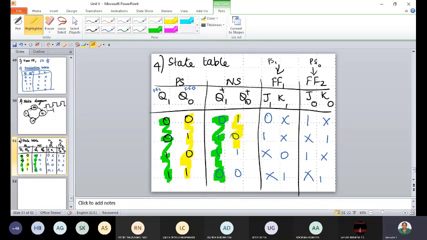For filling this table, you need to compare the shaded entries, which I am marking with yellow. For 0 1 it is 1X, for 1 0 it is X1, for 1 0 again it is X1, and for 0 1 it is 1X. This is how we fill the table.